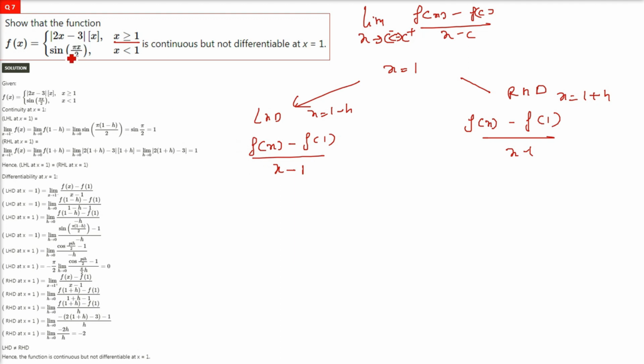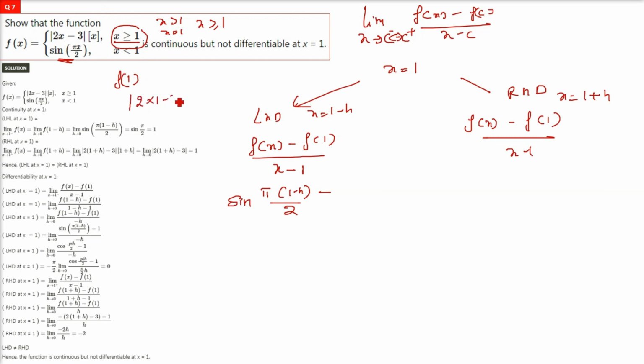So f(x) will be, in the left hand derivative, sin(pi x by 2). Sin(pi x by 2), in place of x write (1 minus h) by 2, and minus f(1). Now f(1) in both the cases will be the same. f(1) will be what? See, where is the equality? x is greater than or equal to 1. So equality is here. So x is greater than 1, x is equal to 1. That means x is greater than or equal to 1, which we have to use here. So just put it here.